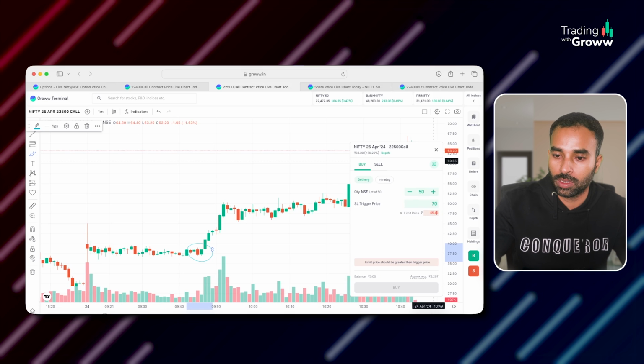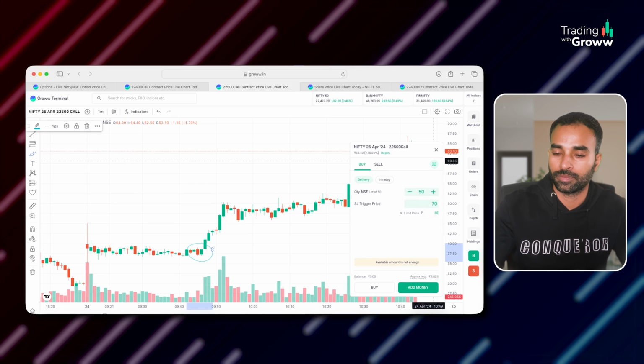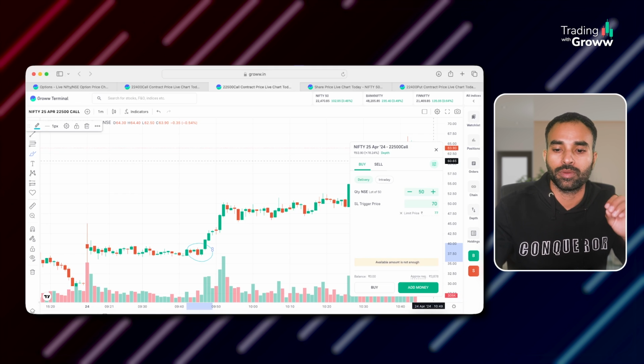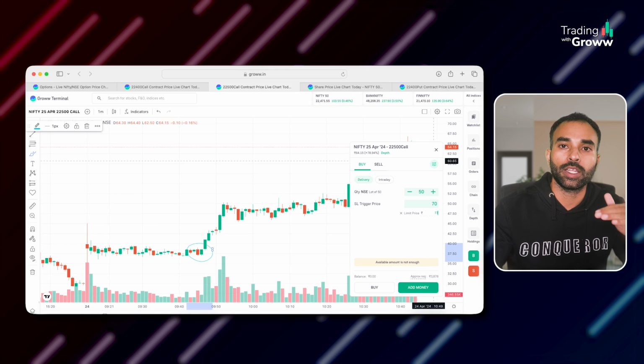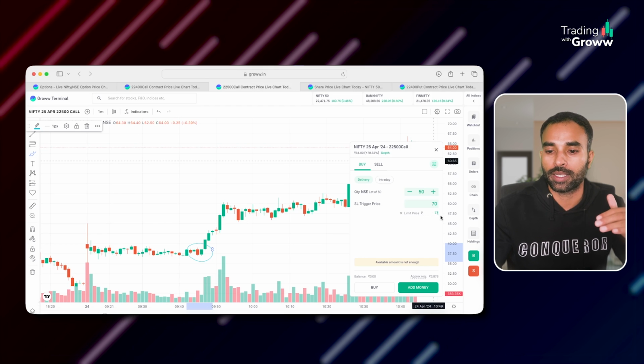So what I'll do is, I'll try to enter some 10 rupees buffer here. The ideal point is to keep 10% of your overall stop loss level. My stop loss level is 70 rupees. So 70 rupees, 10% is 7 rupees. So what I'll do is, I'll give a limit price at 77.